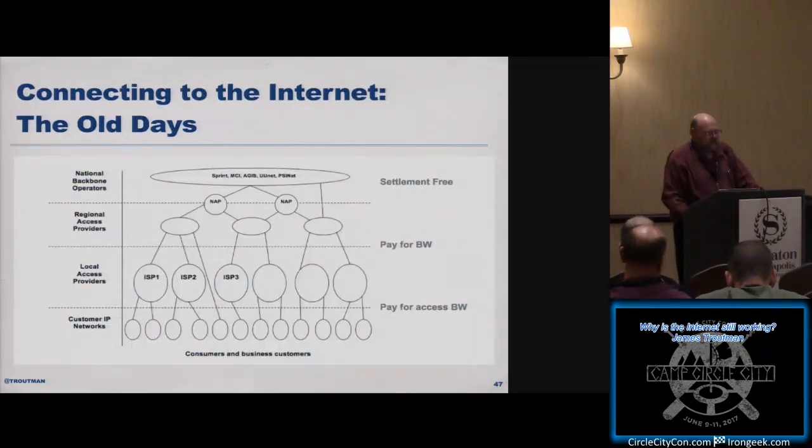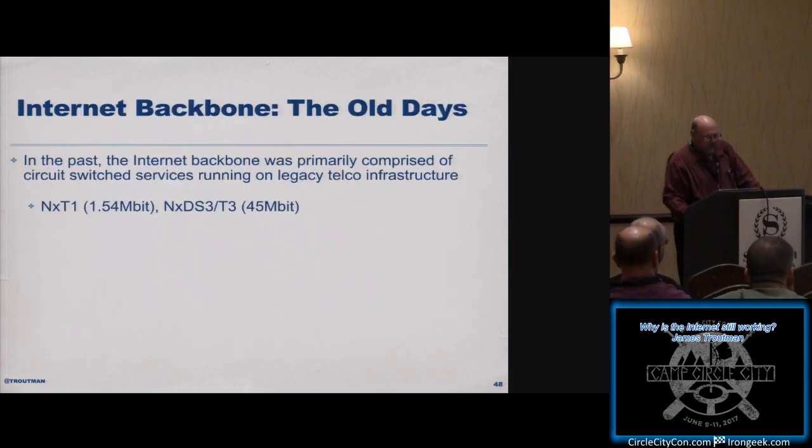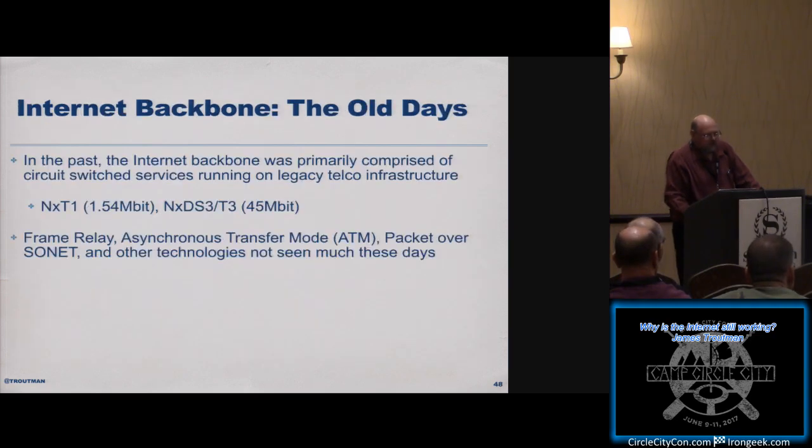So in the old days, this is what the internet looked like. You had the folks at the top with names that were mostly telephone companies, Sprint and MCI and so forth. There were some regional access providers, and then your local ISPs all paid them, and then the customer is connected to them. In the old days, we were talking about legacy telco infrastructure speeds, N by T1 level service, DS3 service, things that are arcane that some of you have never heard of, like frame relay and asynchronous transfer mode. This is like the Elder Scrolls here.